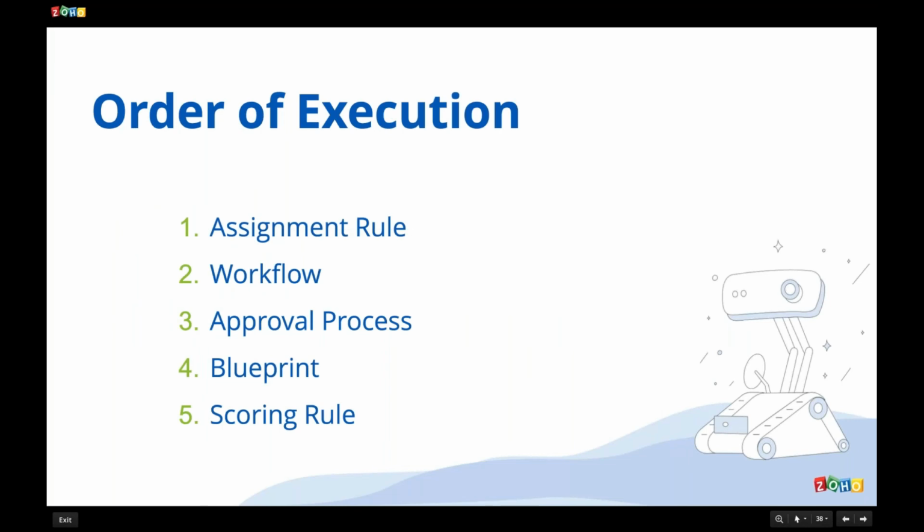Okay. So we have covered pretty much all the automations that we have inside CRM. For all the administrators, this is always a headache. There are too many automations inside CRM. What is the order in which they get executed? So this is the order.